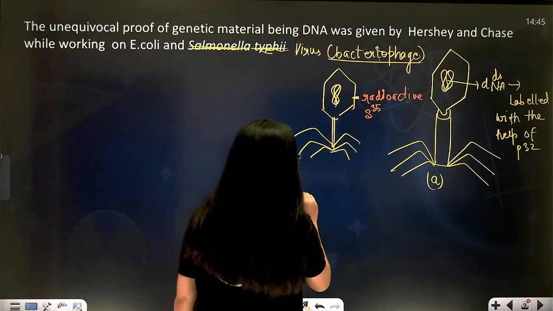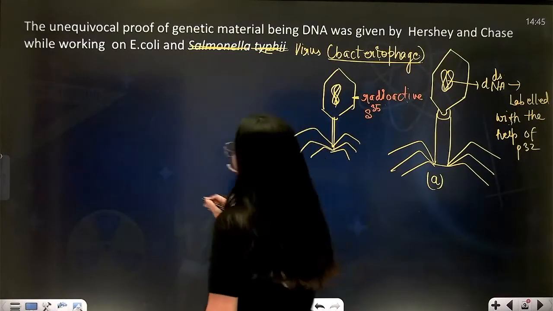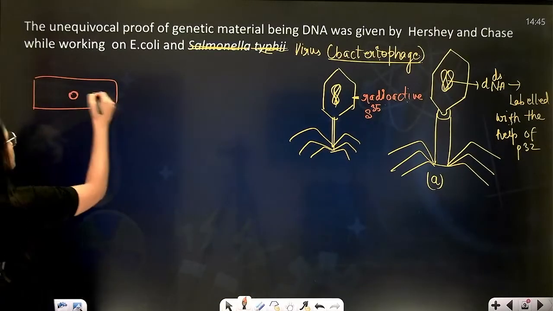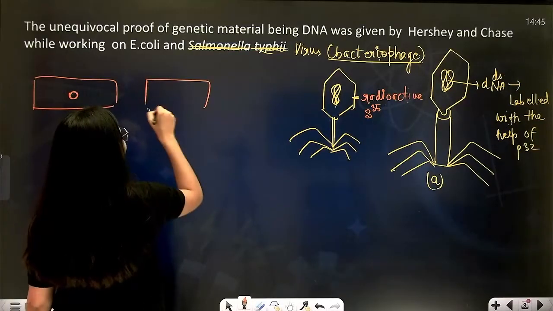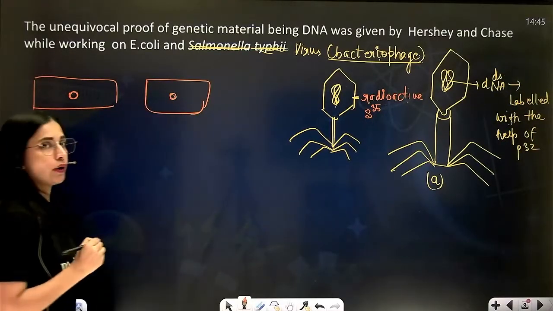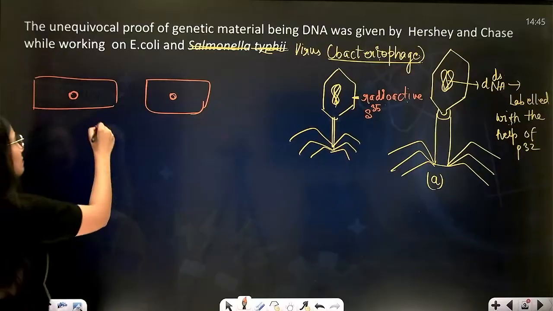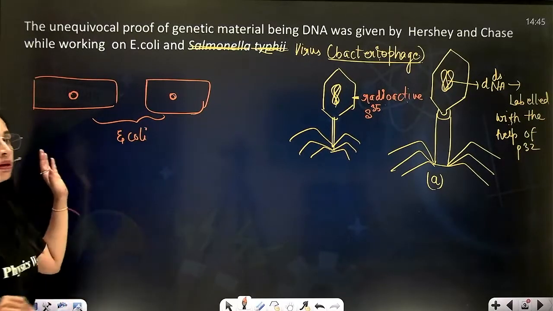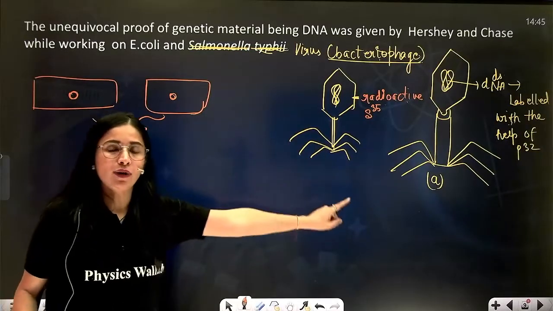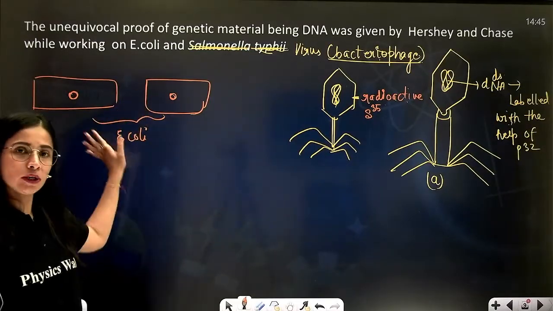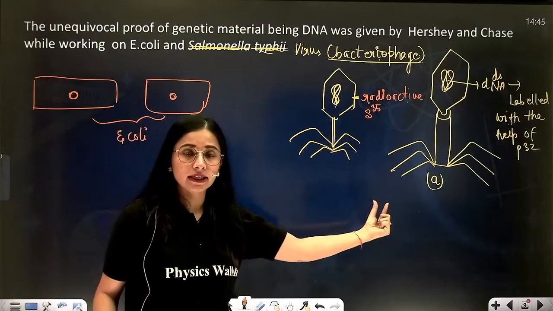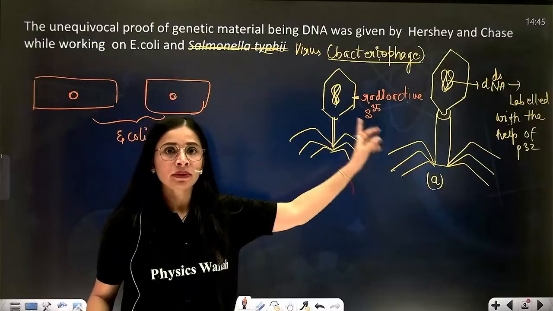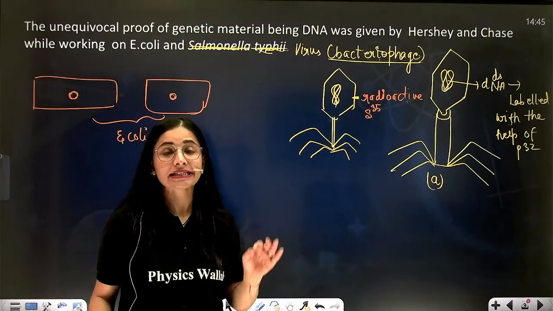For this you also need two bacteria. So now these are two E. coli bacteria, unicellular organisms having their genetic material, which is nucleoid. Now these are my two E. coli. So now the requirement is ready. The requirement of the experiment is to have two E. coli bacteria and two bacteriophages, in which one is labeled with P32 and another is labeled with S35.